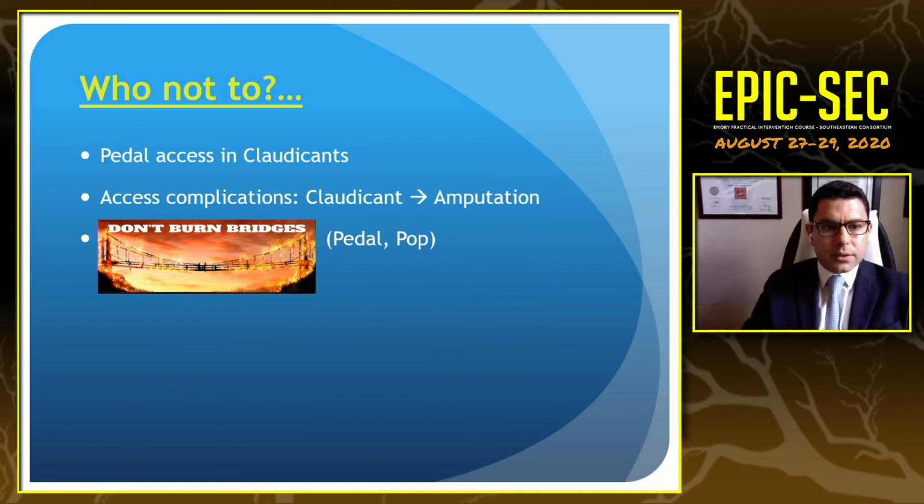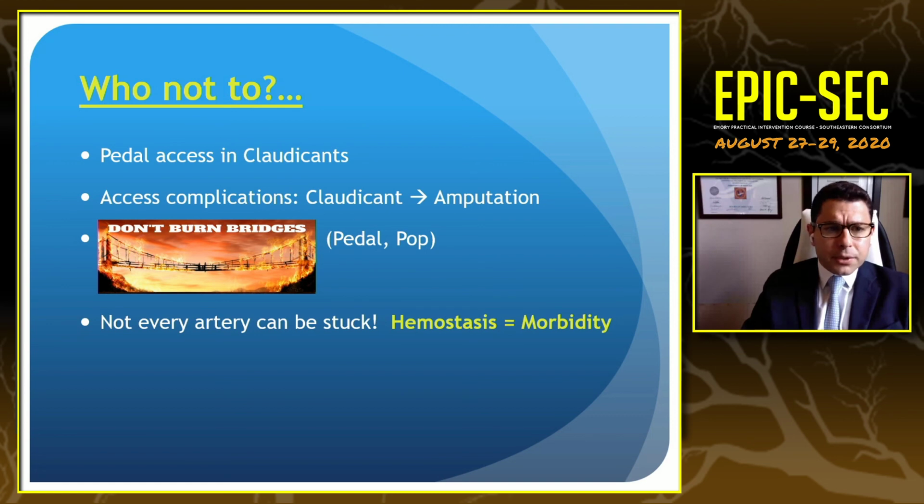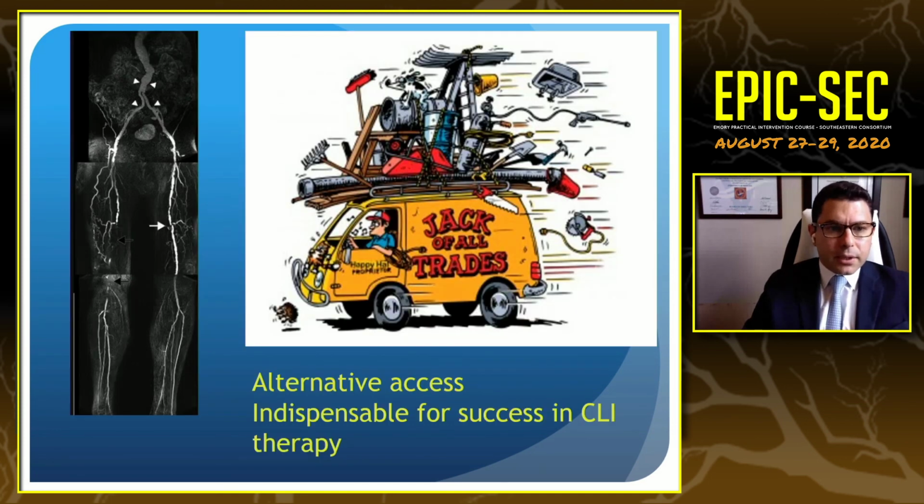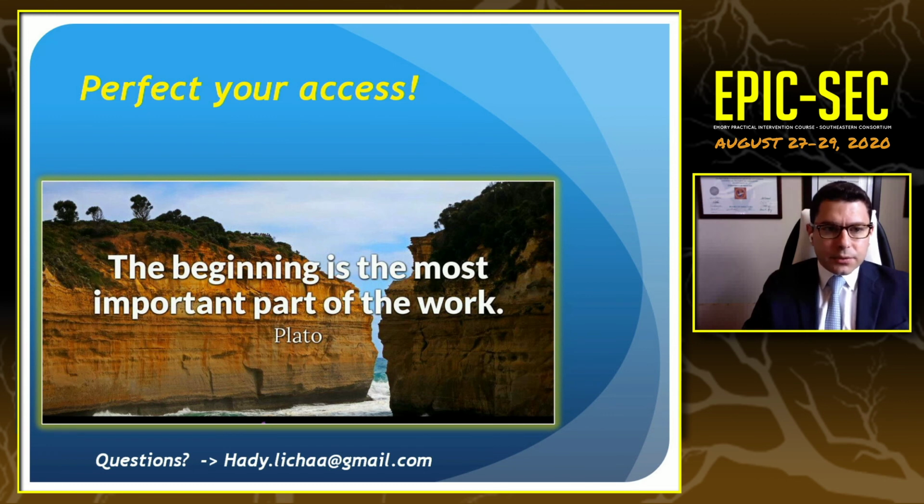We have to pick the highest risk patient populations if everything else fails. We don't want to burn bridges. Any possible bypass target for the surgeons is absolutely not to be stuck. Remember, the morbidity is all about hemostasis in these kinds of procedures. And please do not pick upper extremity access in type 3 arches, especially the right radial, when you're planning a peripheral access. And finally, I would just say for optimal success in critical limb ischemia interventions, one must be familiar with a lot of tools and a lot of access sites in order to be successful.